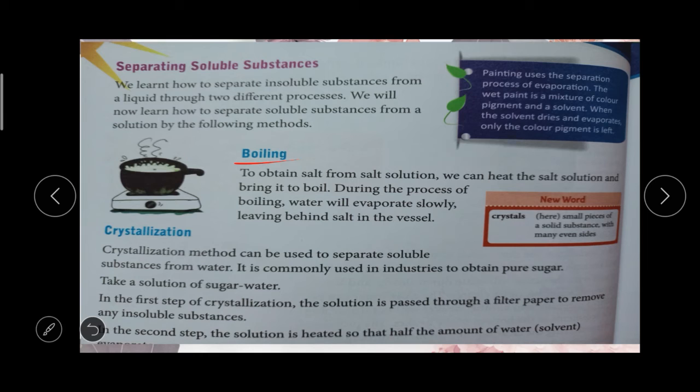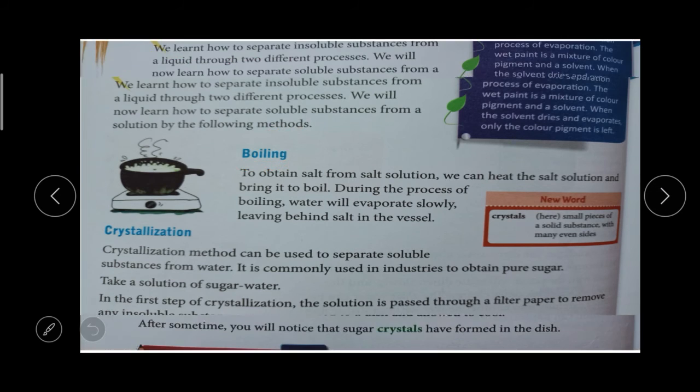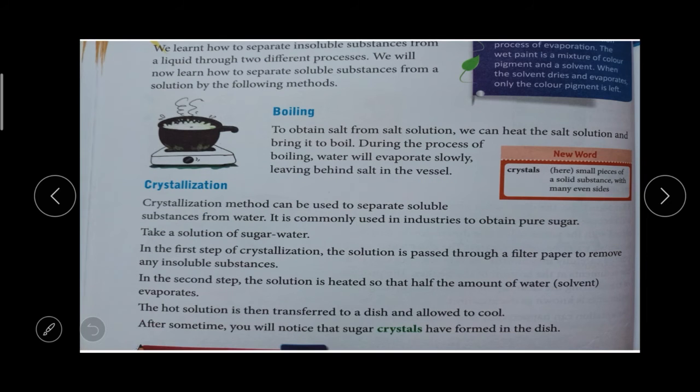Take a cup of water, mix some salt, mix it clearly, then pour it in a bowl and boil it. After a few minutes the water will evaporate very slowly. Finally the salt is left in the vessel. So this is the process of boiling. Do you understand?